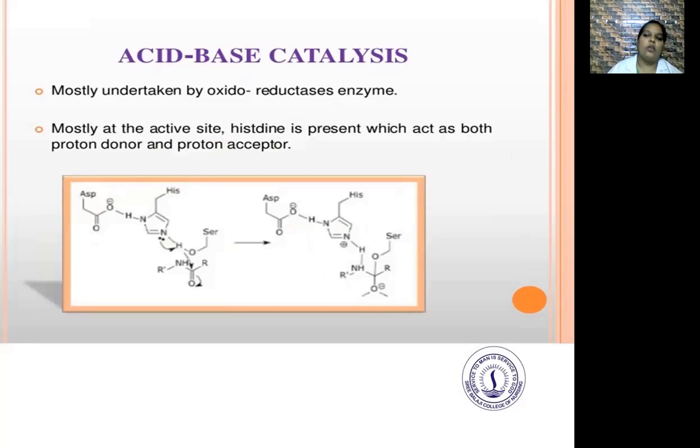Acid-base catalysis. It is mostly undertaken by oxidoreductase enzymes, mostly at the active site. Histidine is present, which acts as both a proton donor and a proton acceptor.